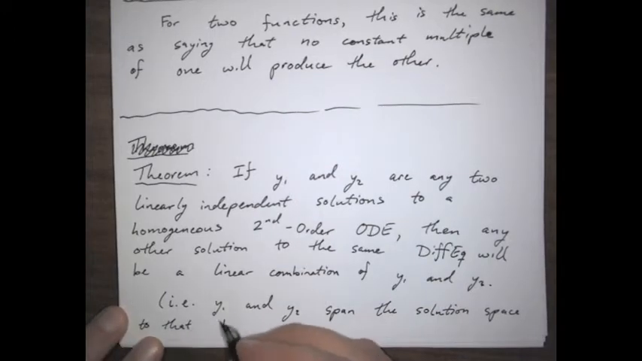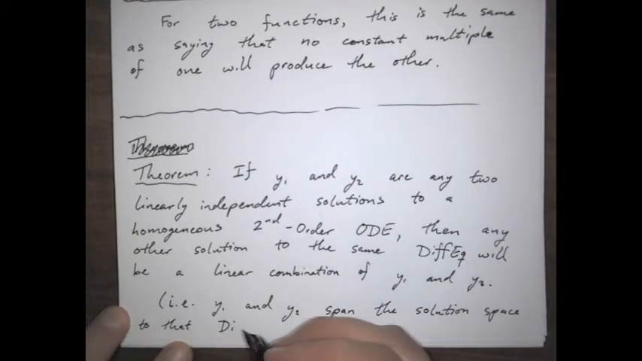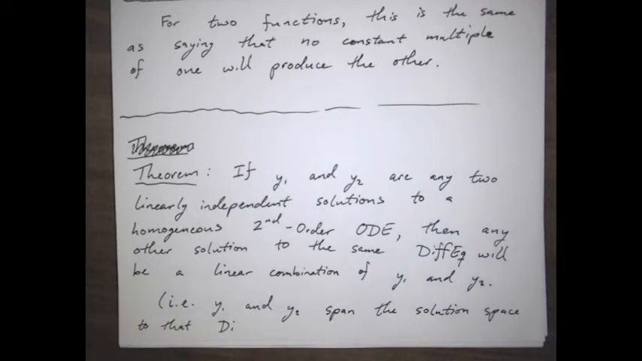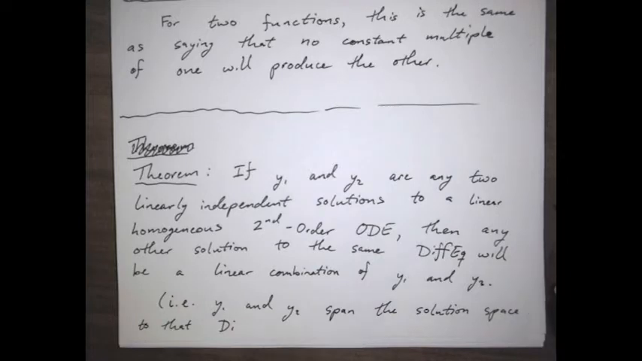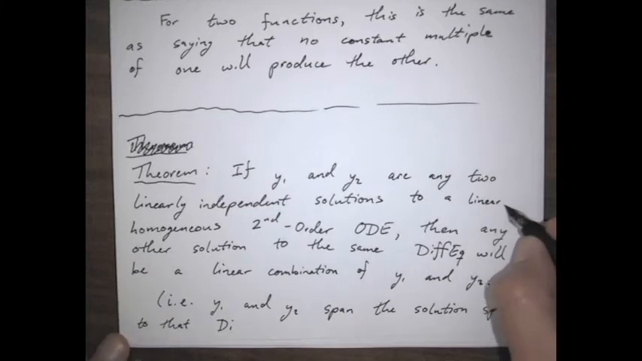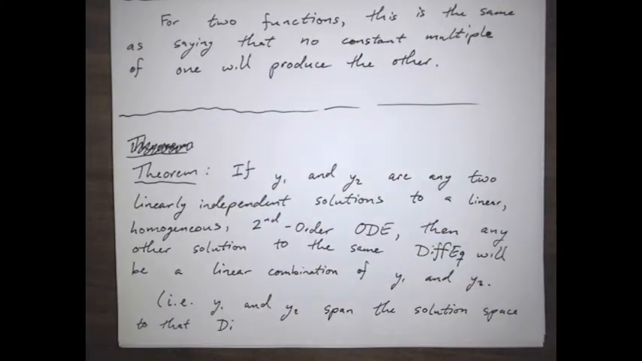To that homogeneous, linear, second order, ordinary differential equation. See here, I forgot to say linear, so squeeze that word in. Doesn't matter what order you put on the adjectives here. So you can put, say, linear, homogeneous, second order, homogeneous, linear, second order. Wherever in your writing there was space for it, squeeze the word linear in there.